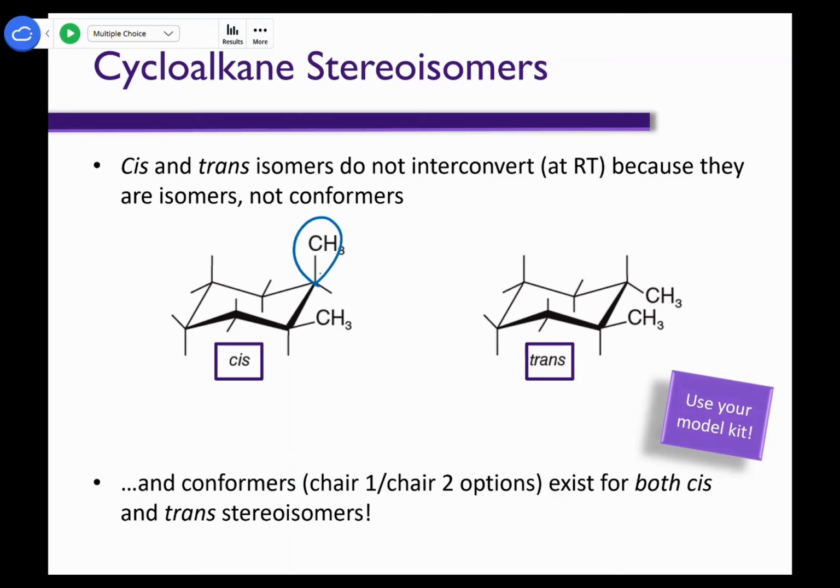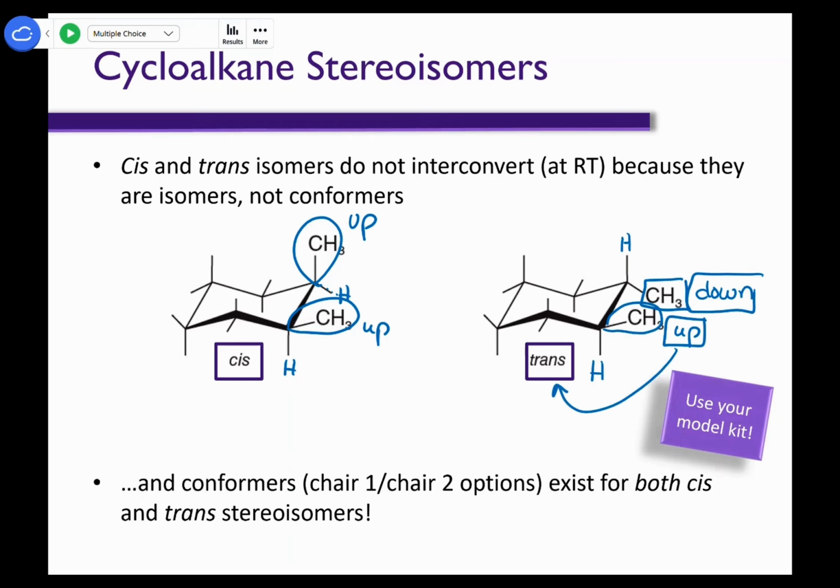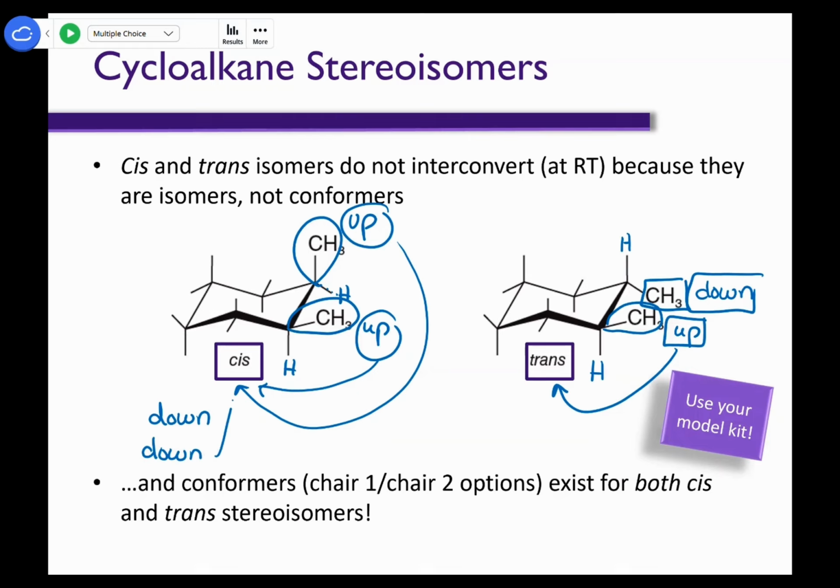So this methyl group is up compared to that hydrogen. This methyl group is up compared to that hydrogen. In contrast, if we break a bond and we put that methyl group in a down position, this one is now down relative to the hydrogen. This methyl group is up relative to that hydrogen. Up and down are opposites. That gives us trans. Up and up are the same side. That gives us cis. Of course, we could look at it from another way, and it could be down, down, and that would also count as cis.